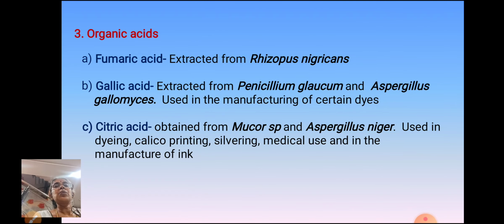Next, coming to the organic acids. The important organic acids are fumaric acid extracted from Rhizopus nigricans, and gallic acid extracted from Penicillium glaucum and Aspergillus gallomyces, which are used in the manufacture of certain dyes. Citric acid is obtained from Mucor and Aspergillus species, which is used in dyeing, calico printing, silvering, medical use and in the manufacture of ink.